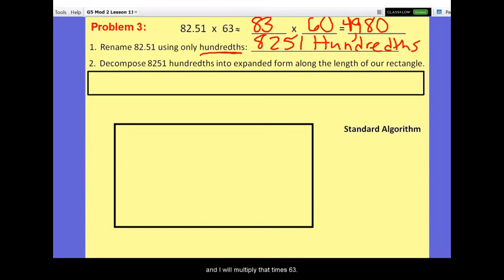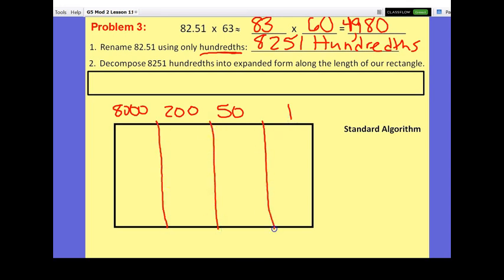And I'm going to multiply that times 63. First, I want to start decomposing that 8,251 hundredths into expanded form along the length of our rectangle. So I have 8,000, 200, 50, and 1. And I'm multiplying that by 60 and 3.